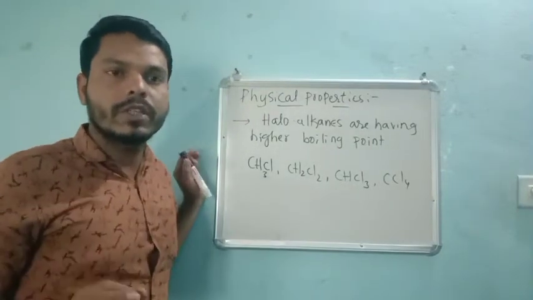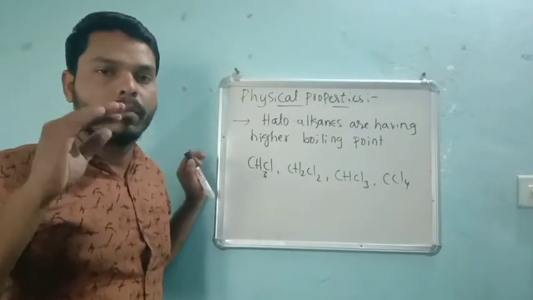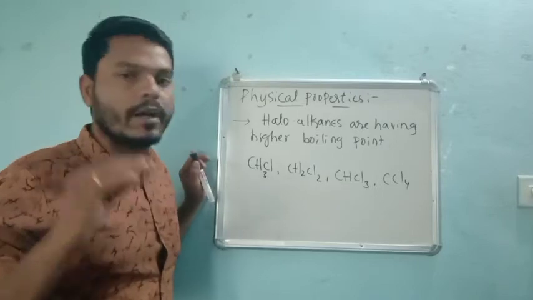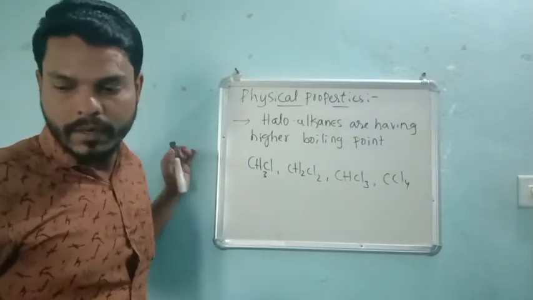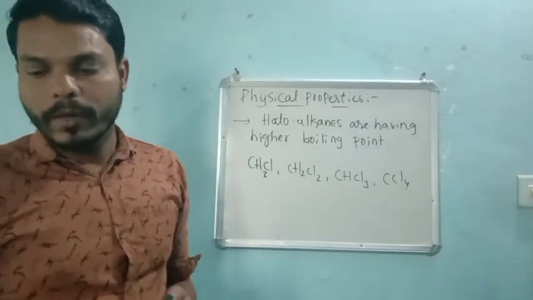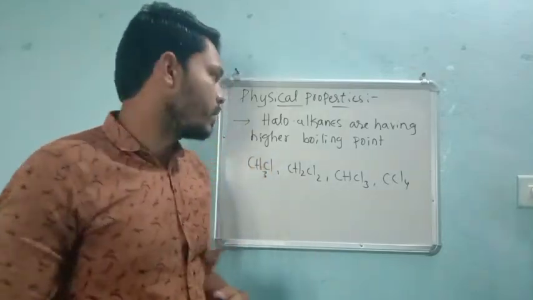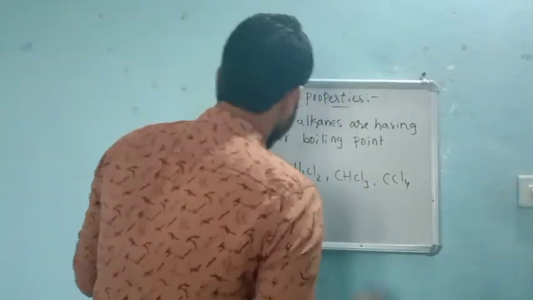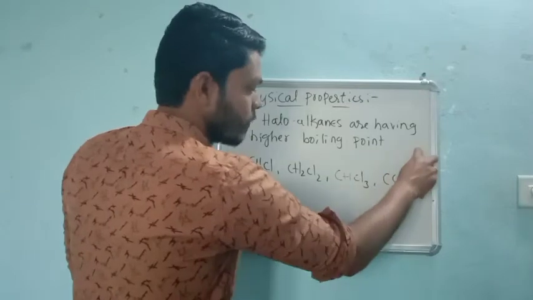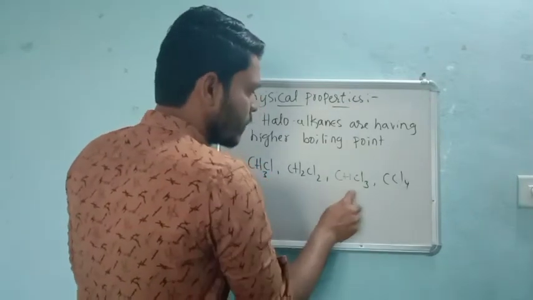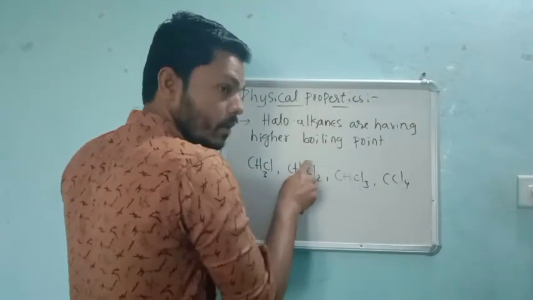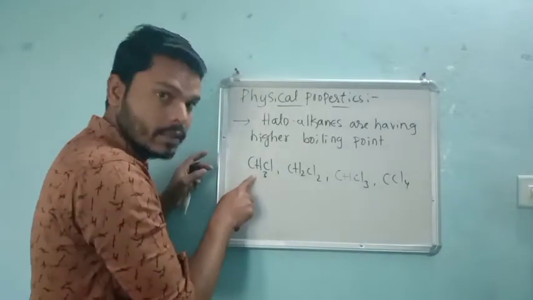number of halogens increases, the boiling point always goes on increasing, compared to the parent alkanes. So for example, among these, this will be having more boiling point than this, this will be having more boiling point than this, or this will be having more boiling point than this, right?